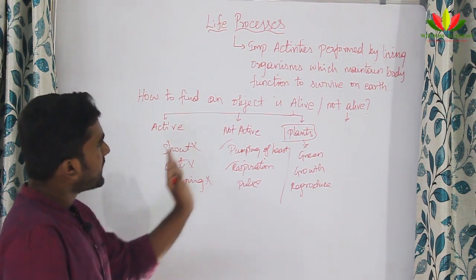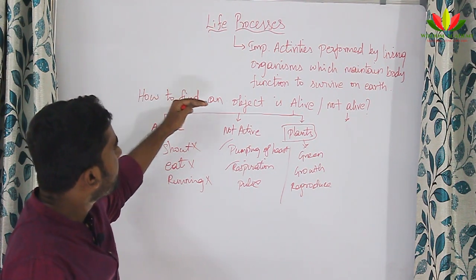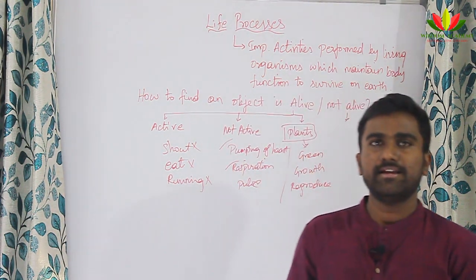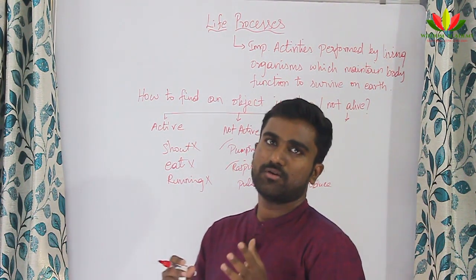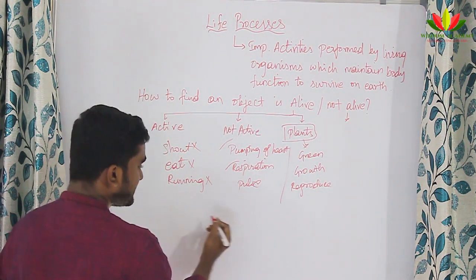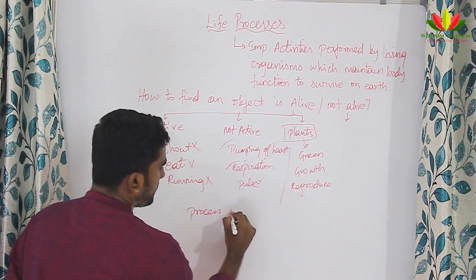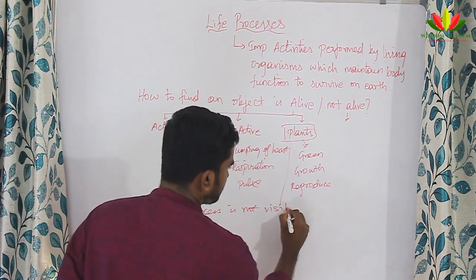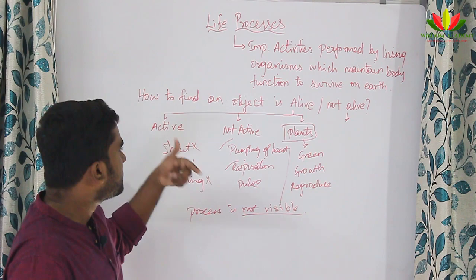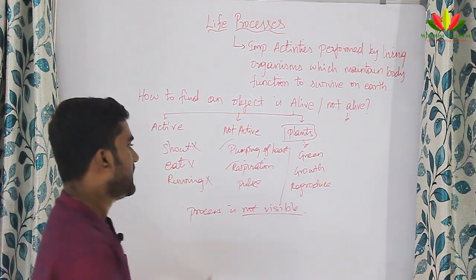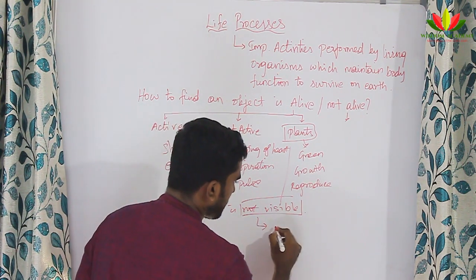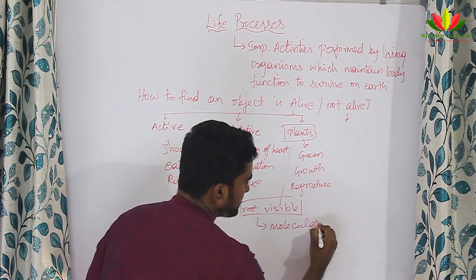By concluding this, to find whether an object is alive or not, we can't tell only by seeing the physical activities. So we have to find some more processes which are not visible. In fact, these invisible processes are responsible for the visible processes. Are you accepting that? Yes. What is this invisible process? This invisible process is called molecular movements.